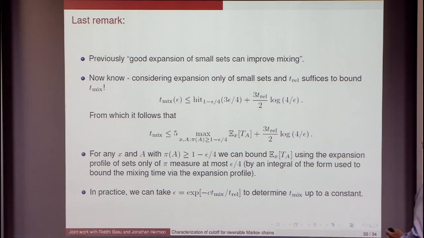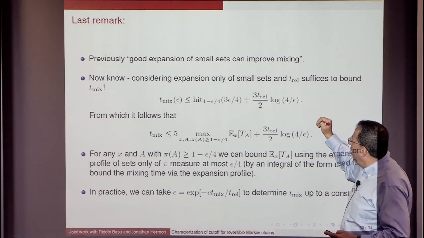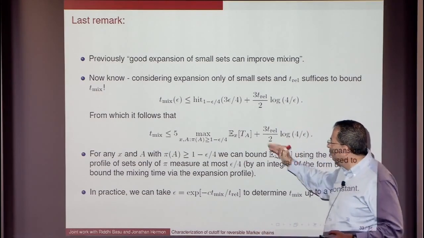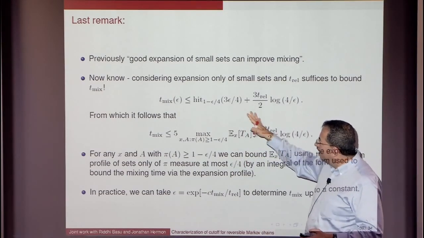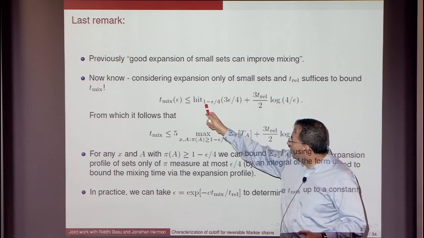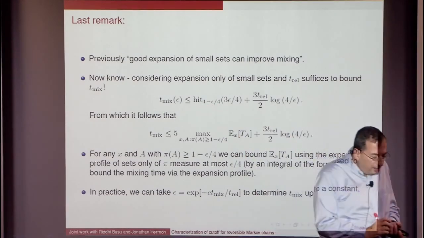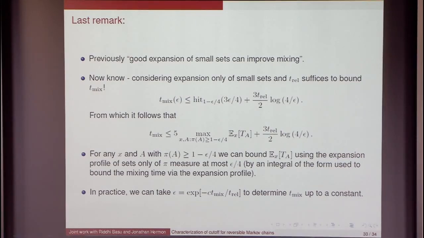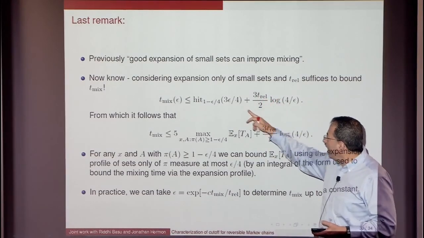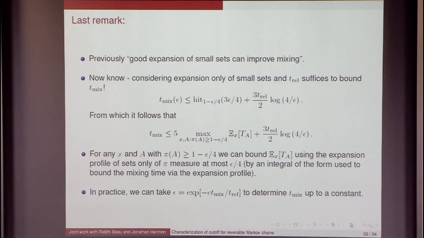So here we have something: expansion of small sets, or escape time from small sets, together with relaxation time really bounds mixing. Here is one inequality close to what I wrote before, but not exactly the same. Here I'm looking at the hitting time of the complement, the hitting time of very large sets. So it's really escape time from tiny sets. I can control the mixing time by a combination of two things: one is the relaxation time, and the other is the escape time from tiny sets. This is something we didn't know before.